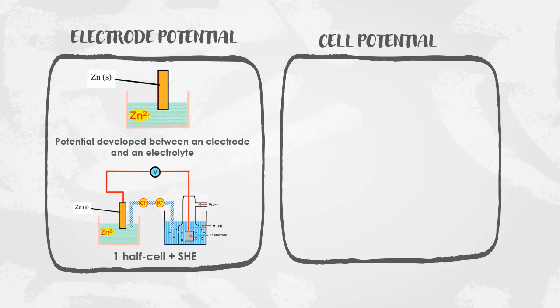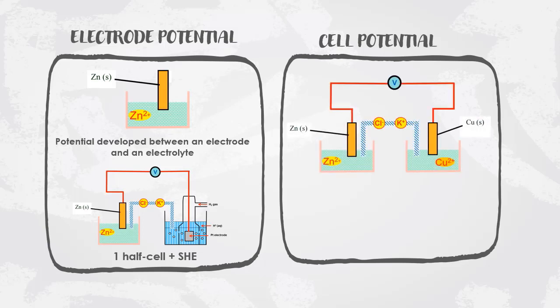Next is cell potential. Cell potential is the potential developed by combining two half cells. So basically, you're going to have two active electrodes, and then we're going to look at the potential developed between them at the reading of the voltmeter. So we're going to use the setup of a Voltaic Cell.